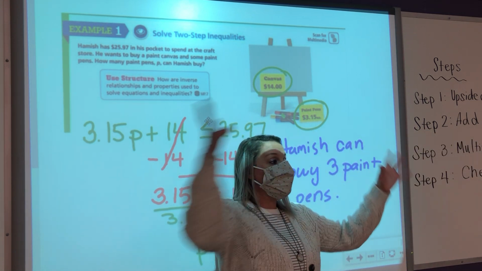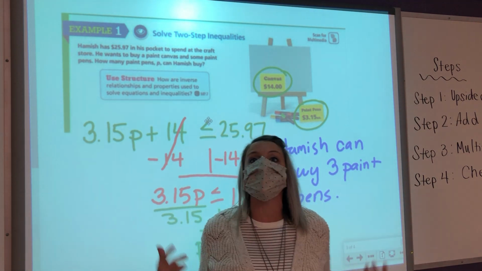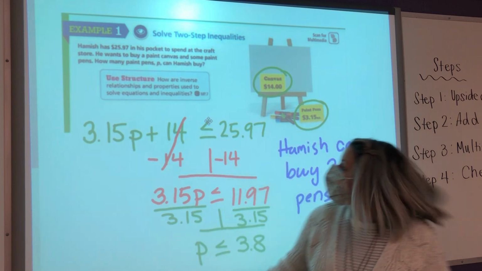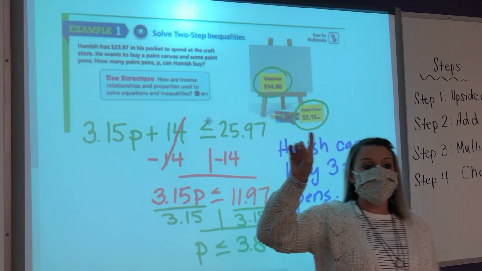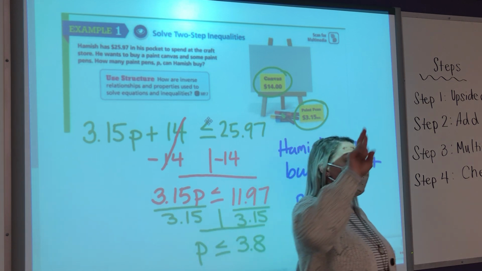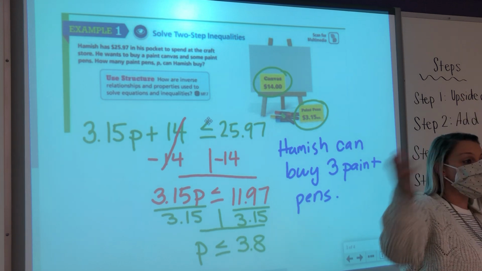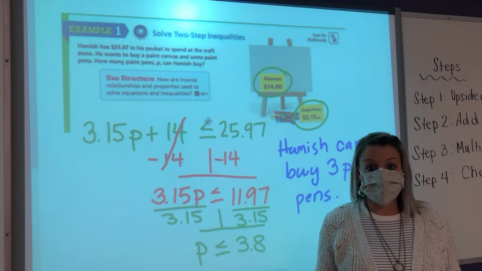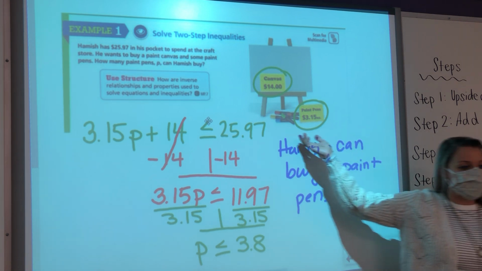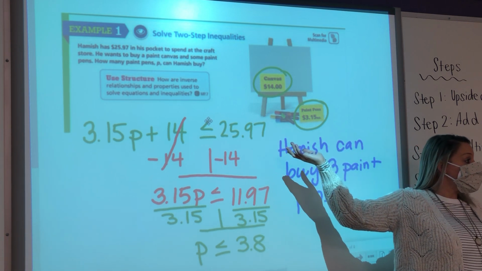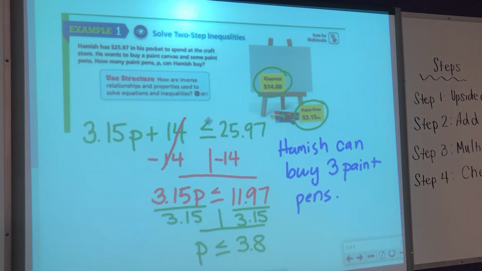We don't have unlimited funds, so the majority of the Americans, the majority of the people in the world live on a budget. So this is something that as adults we have to do every day, because we have to pay rent or mortgages, car payments, insurance, gas, utilities, groceries. So yes, these are real world applications, and although Hamish is just going to the store and buying paint pens, this is something that you are going to use every day in your life because you only have so much money to spend.